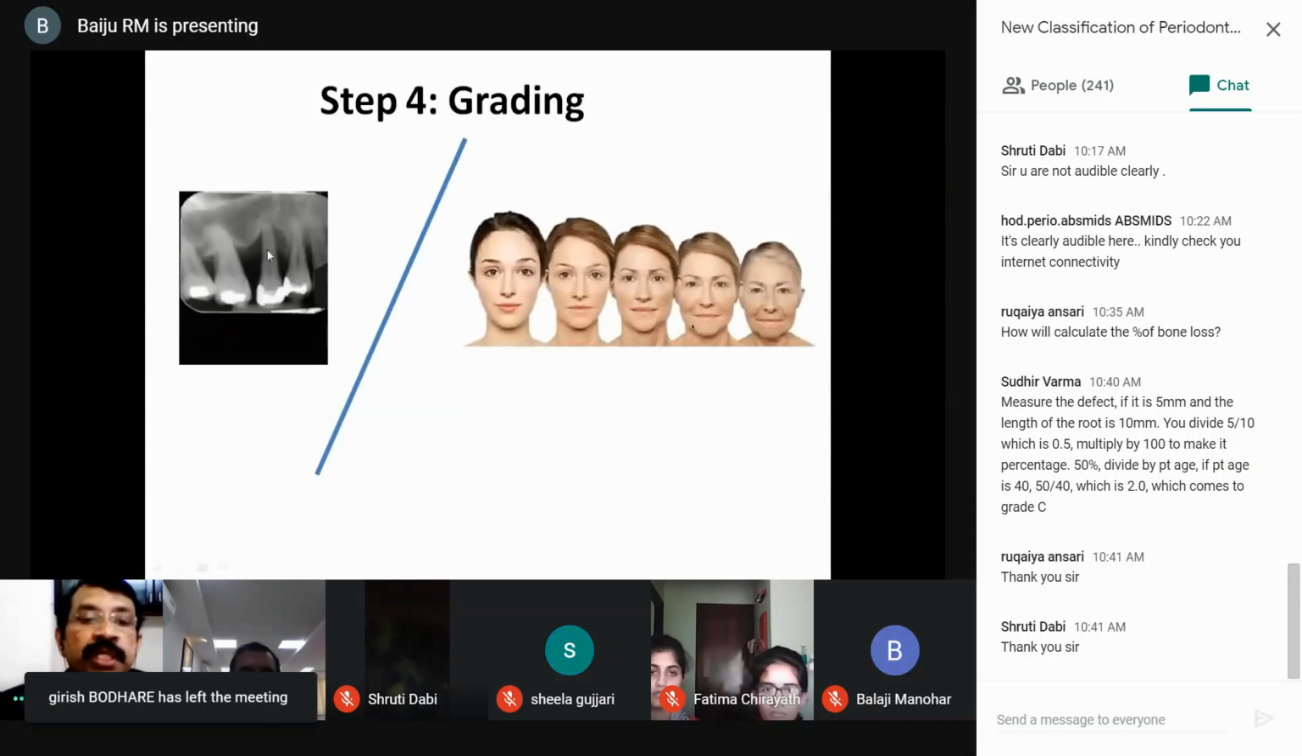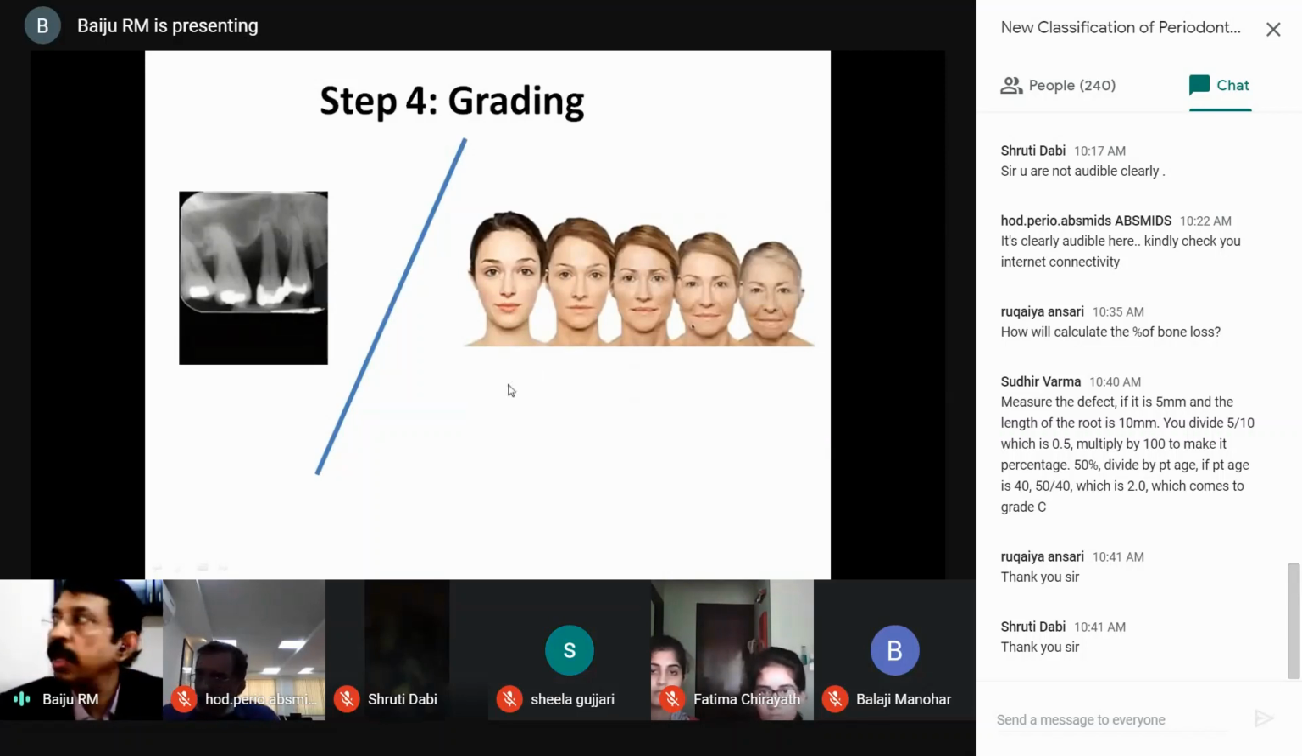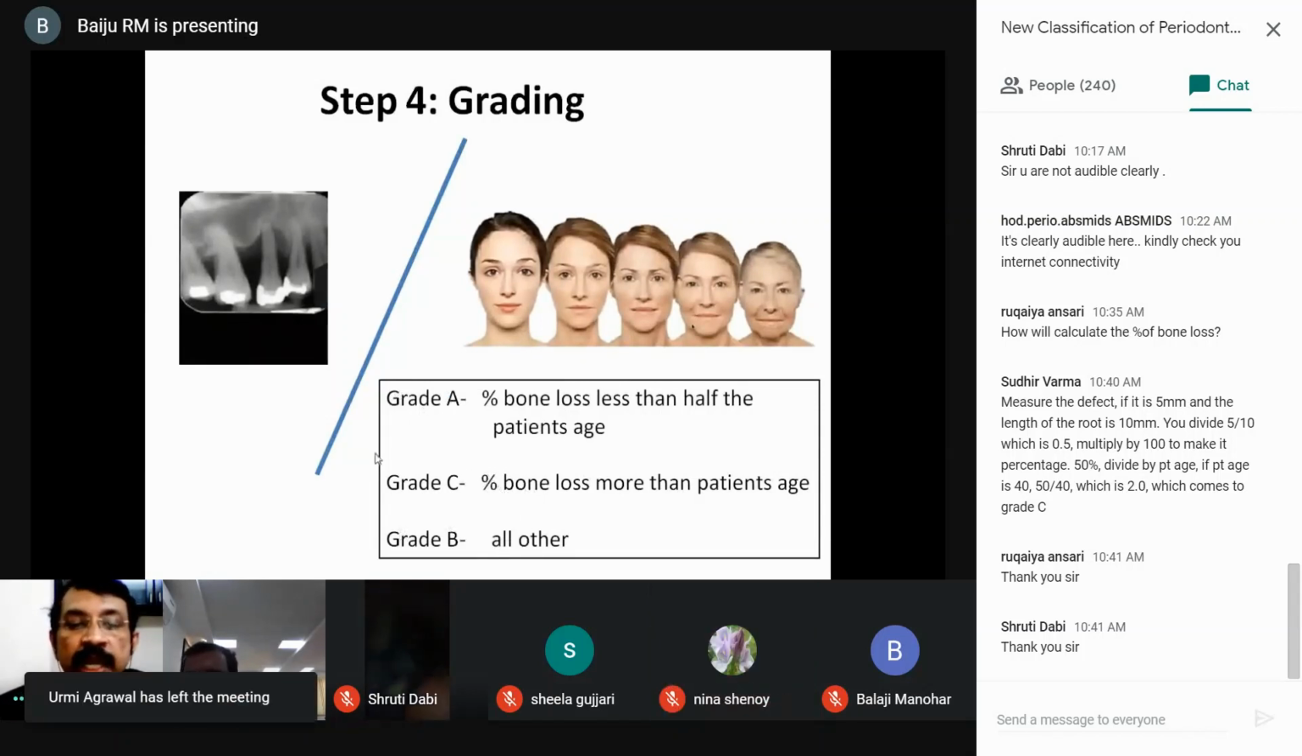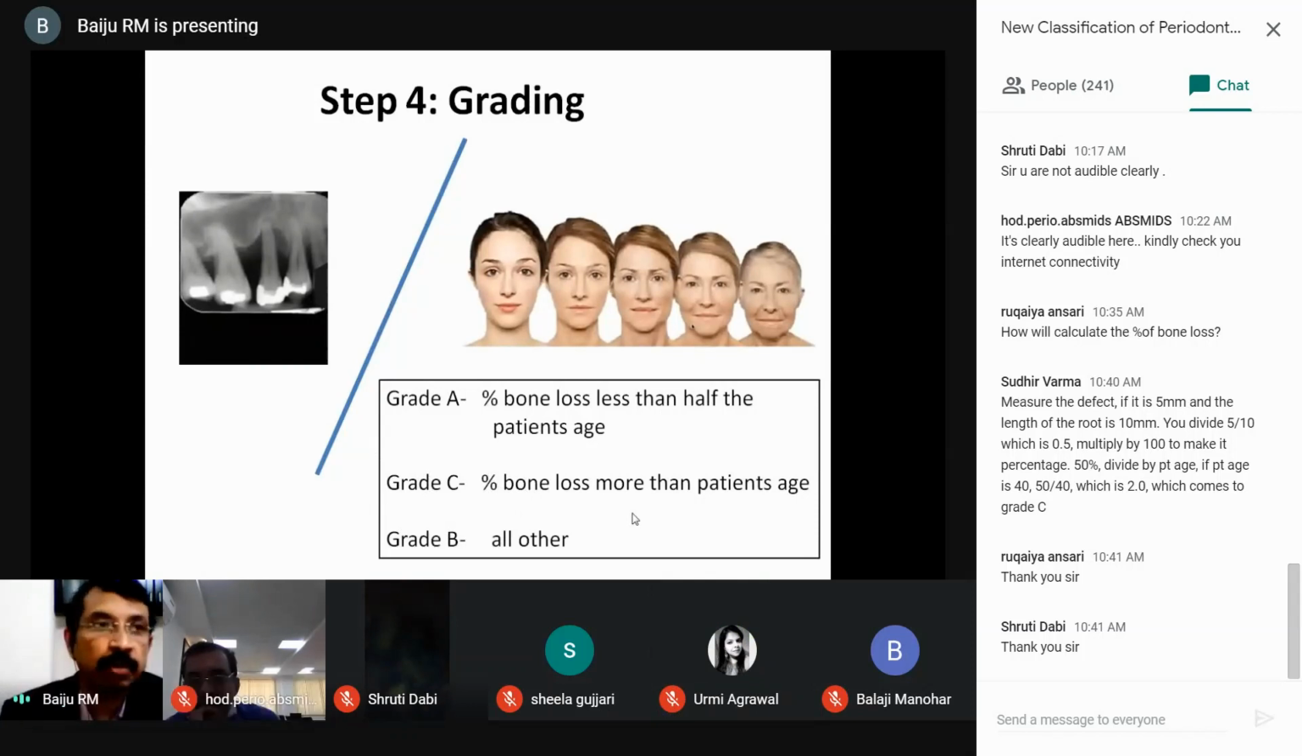Now the fourth step is grading. Once you have the worst site which you used to stage the disease, you take the percentage of bone loss. Here, this patient is having 80% of bone loss. And I try to divide it by the patient's age. The patient's age is 30. I divide 80 by 30. I get a value more than 1. So straight away, I put it as grade C. Or in other words, it is very simple, you can apply it in daily practice. If the percentage bone loss is less than half the patient's age, it is grade A. It is more than the patient's age, put it as grade C. All the categories in between are grade B, most of the patients.